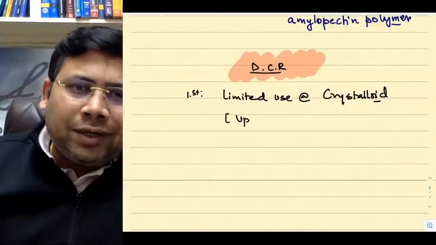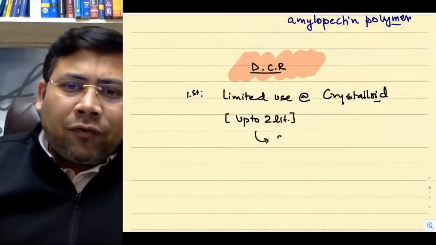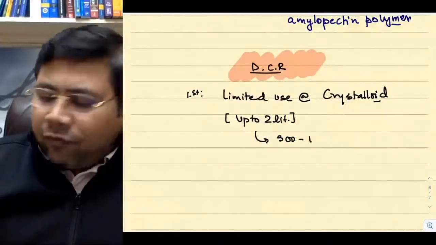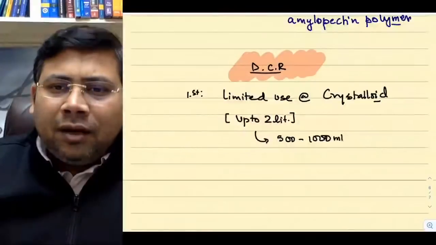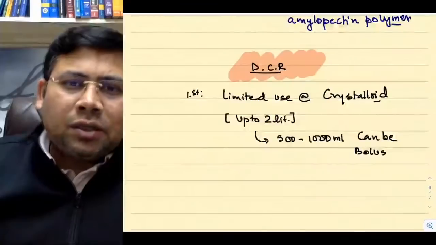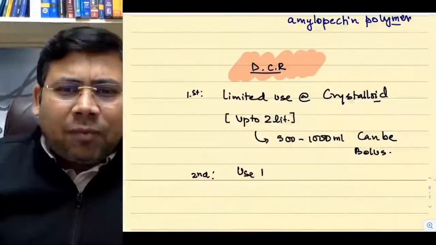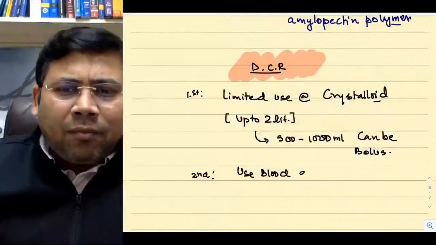So limited use of crystalloid, up to 2 liters only. In this, 500 to 1000 ml can be given as bolus. The second is replace it by blood. Use blood and blood products.